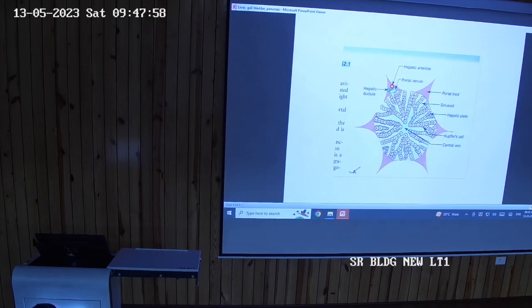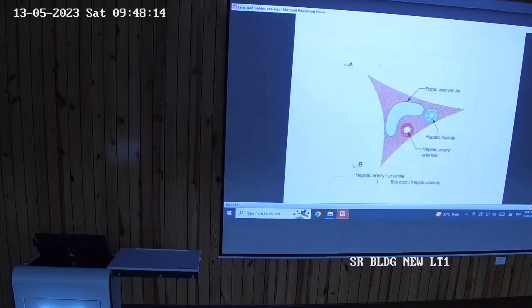The whole of the liver is surrounded by the capsule, that is Glisson's capsule, and from the Glisson's capsule the septa come and divide the liver into lobules, and this is the structure of one lobule. What is this? Portal tract.